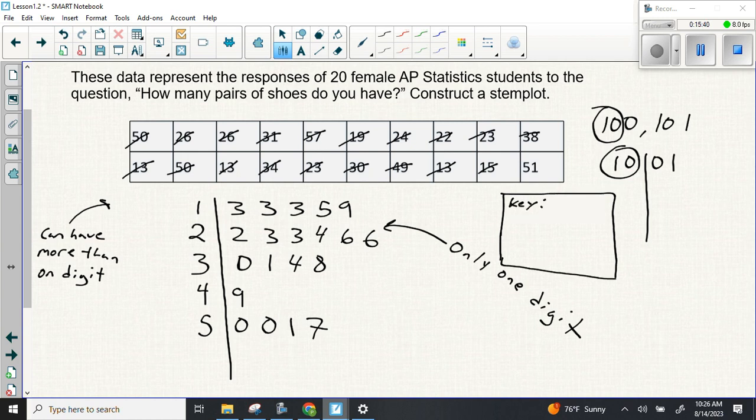And what you're going to say is in your key, you're going to pick out any value, right? Like this one, say 2/2. You're going to say what it means. It represents 22 shoes, 22 pairs.